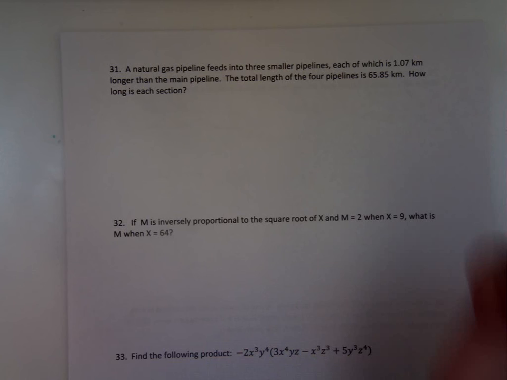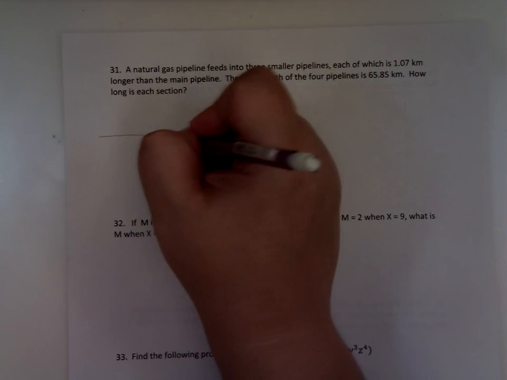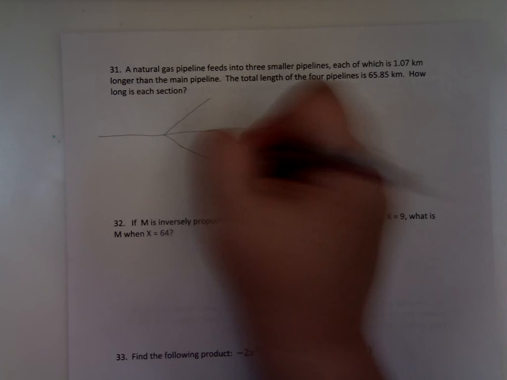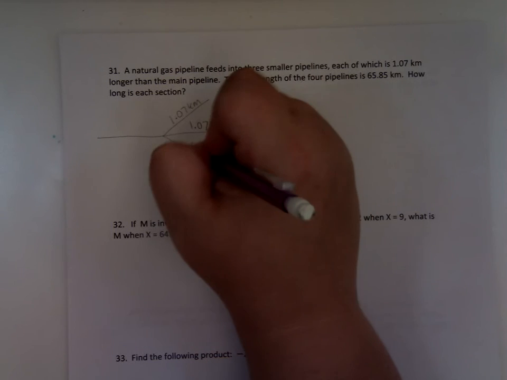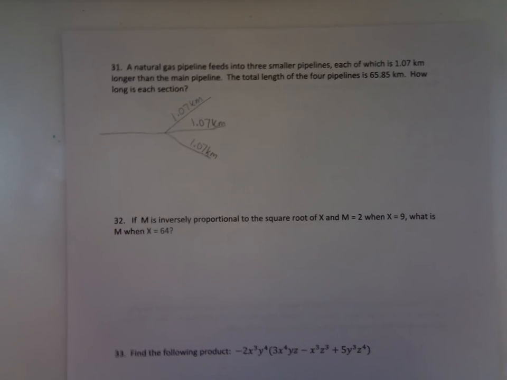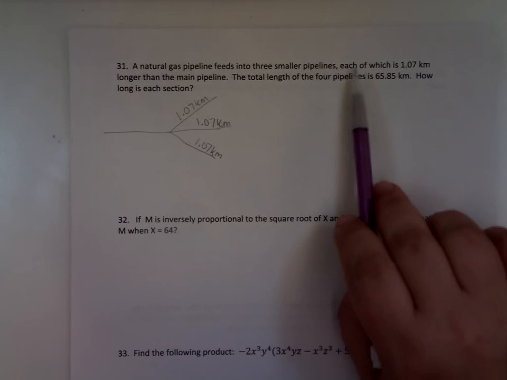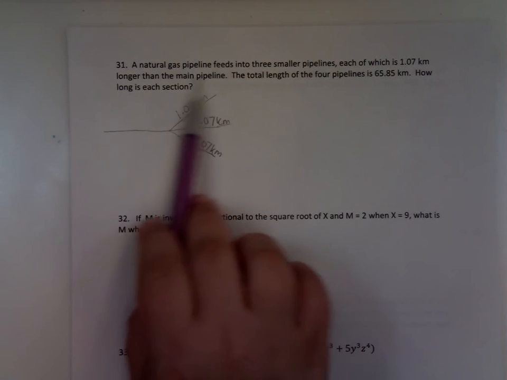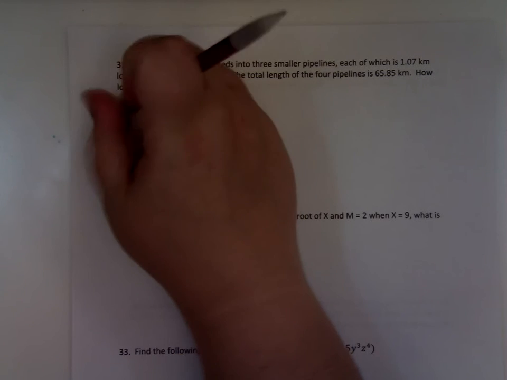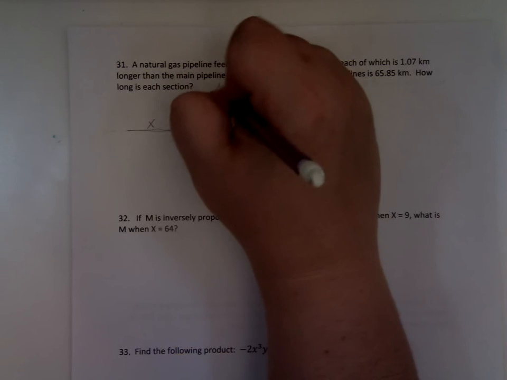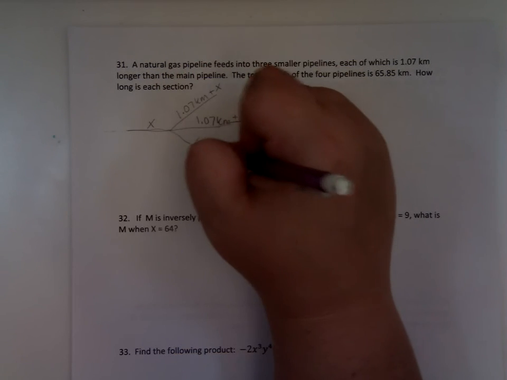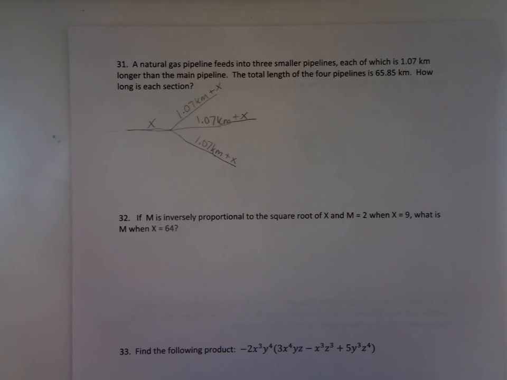All right. Number 31, a natural gas pipeline feeds into 3 smaller pipelines. So we've got one pipeline, and then it branches off into 3, each of which is 1.07 kilometers. Oh, no, I'm sorry. I read that wrong. Each of which is 1.07 kilometers longer than the main pipeline. So our main pipeline is actually really teeny tiny. So it's x, and these are all 1.07 plus x. The length of the 4 pipelines is 65.85 kilometers.